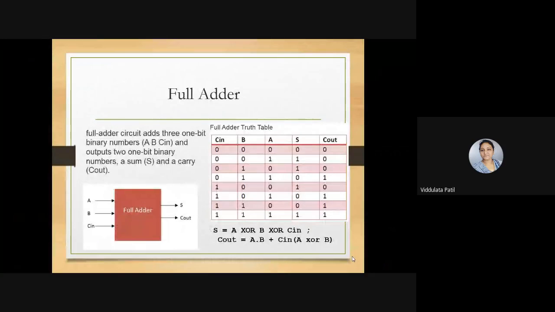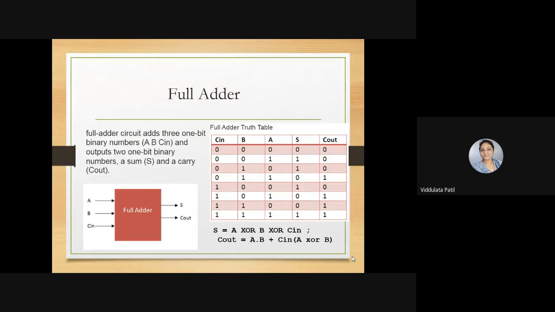So now let us proceed further, and the next is the full adder. Now what is a full adder? A full adder is a circuit which adds 2 bits plus 1 carry. That means actually it is adding 3 bits, A, B and C, and it gives the output in terms of sum and carry out.